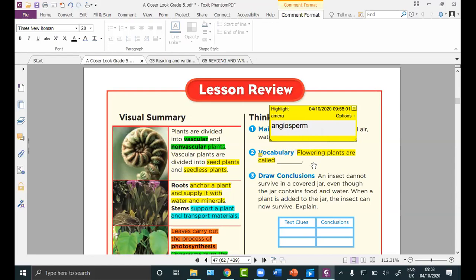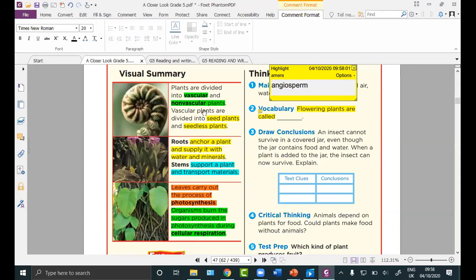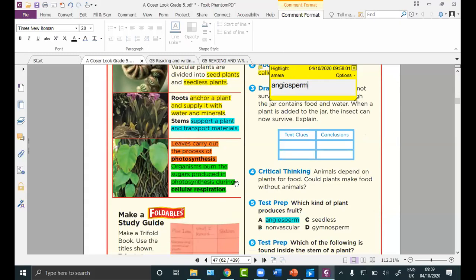Here we can summarize the lessons. Plants are divided into vascular and non-vascular plants. Vascular plants are divided into seed plants and seedless plants. Roots anchor a plant and supply it with water. Silent, please. Stems support a plant and transport materials. Leaves carry out the process of photosynthesis. Organisms burn the sugars produced in photosynthesis during cellular respiration.